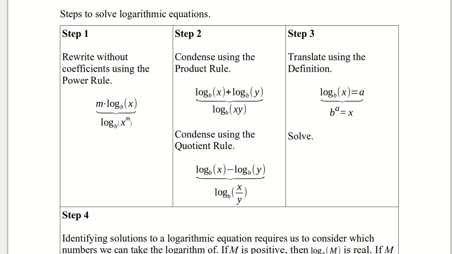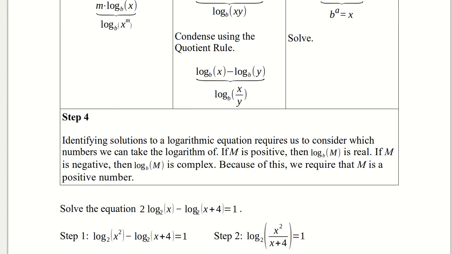Then the second step makes several logarithms into one logarithm. Remember that if you are adding logarithms, those become factors in the numerator, and if you're subtracting, those become factors in the denominator. And then translate. So we've been doing that. We've been using the definition to rewrite a logarithm as an exponential. Now, after you've done that, you can solve it. And the last step is to make sure that our solutions actually work.